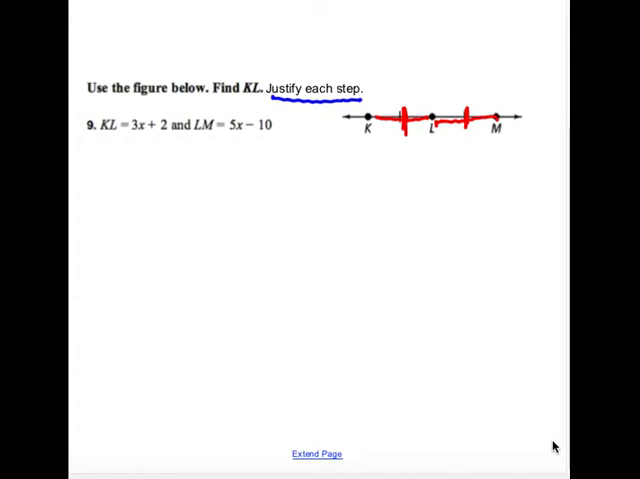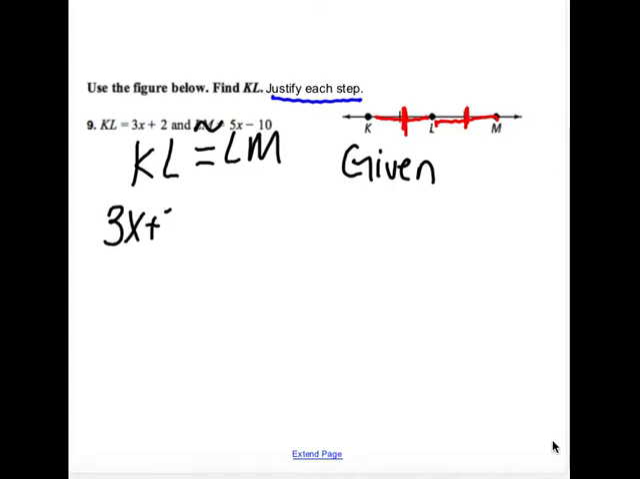We're going to say first thing that we know KL is congruent, that's kind of like a fancy equals, to LM. And that was given. They had those marked. So then I can substitute those in. I know KL, it says it's 3x plus 2, and it says LM is 5x minus 10. Kind of like in that last little justify, that is substitution.